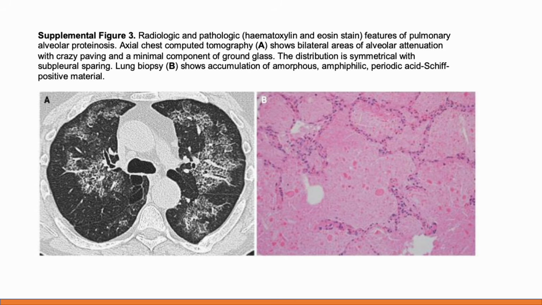This is an image of pulmonary alveolar proteinosis, and we can appreciate how it is bilateral. We can appreciate the crazy paving pattern, the thickened interlobular septa. We can appreciate this component where there is minimal subpleural ground glassing, or rather there's a good subpleural sparing here.